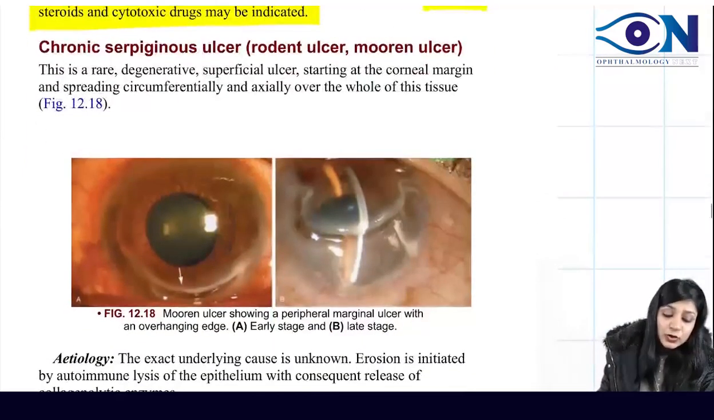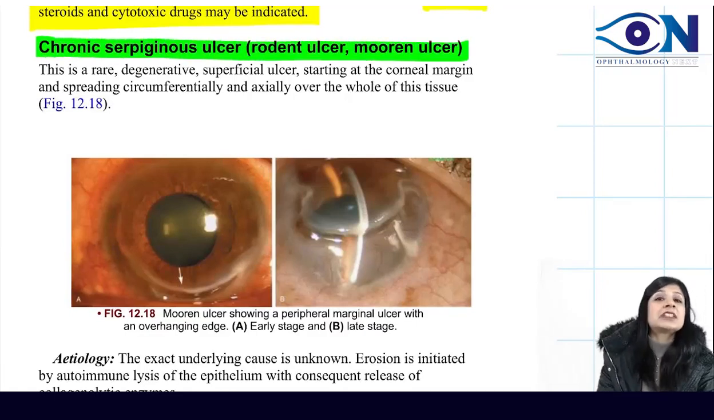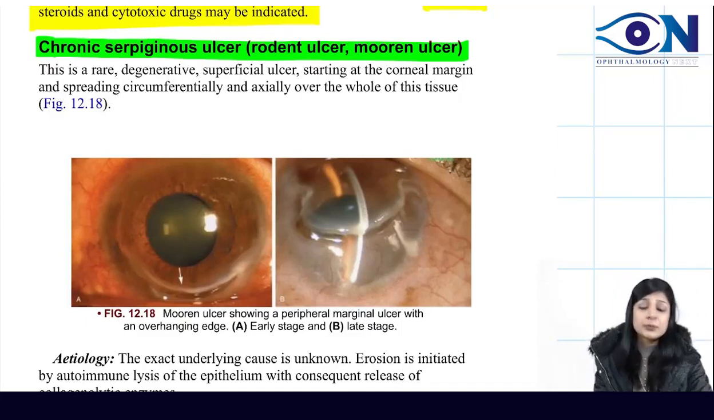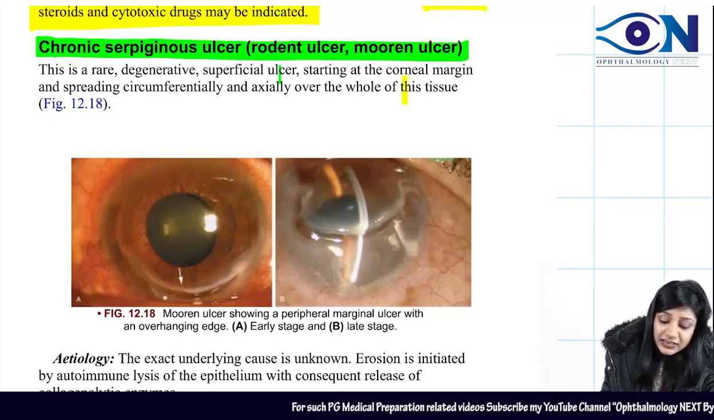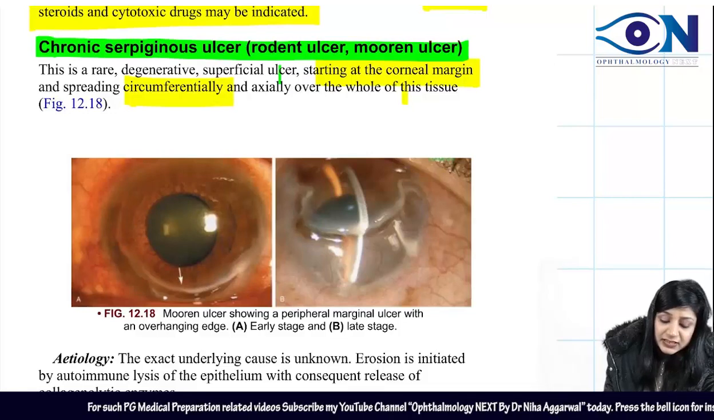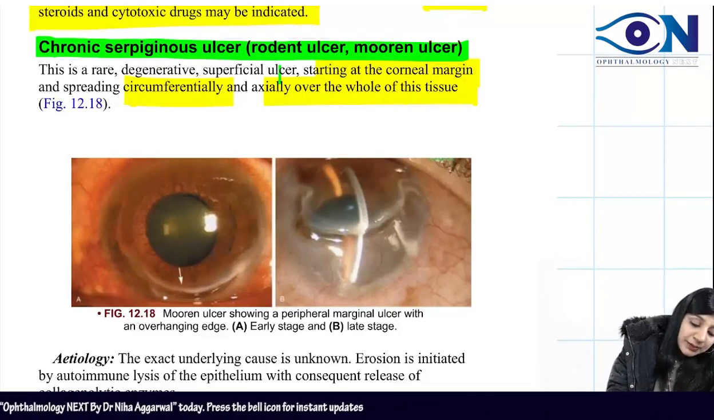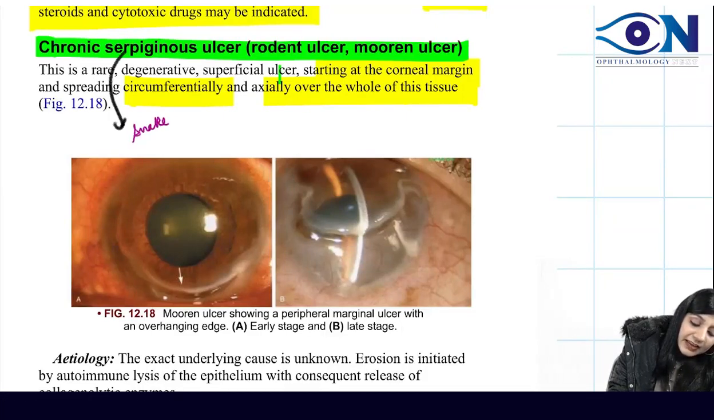Coming to the chronic serpiginous ulcer. Chronic serpiginous ulcer, rodent ulcer, the Mooren ulcer. So there are so many names for the same ulcer. Serpiginous is snake-like ulcer. Rodent is your rats, and Mooren ulcer, because it's an immune mediated ulcer. So it's a rare degenerative superficial ulcer which starts from the margin and spreads circumferentially and axially. So it is spreading in a snake-like fashion, and it is not going through and through.